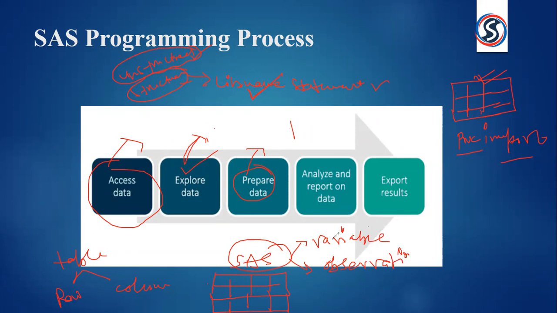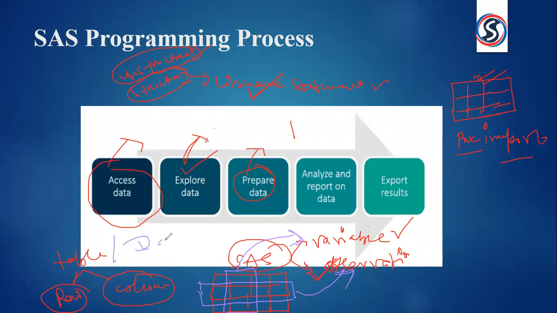Here the column is called a variable in SAS and the row is called an observation in SAS. Getting it? So this is your column, which we call a variable in SAS, and this is your row, which we call an observation in SAS, and this table is called a data set in SAS.